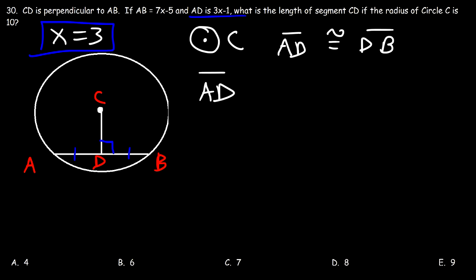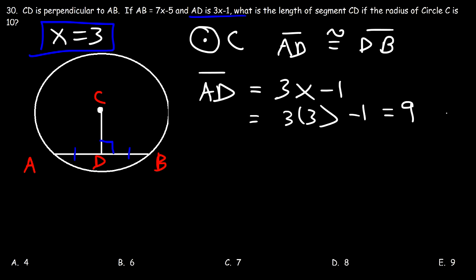Now, AD is 3x minus 1. And so it's going to be 3 times 3 minus 1. 3 times 3 is 9. 9 minus 1 is 8. So AD is 8, which means DB is also 8. And AB has to be 16.